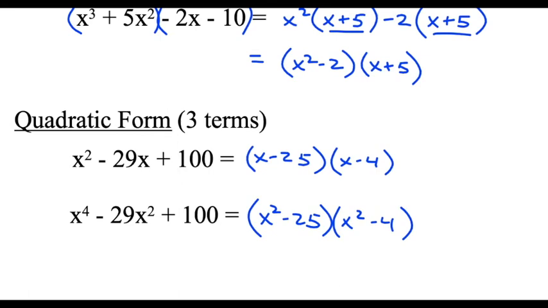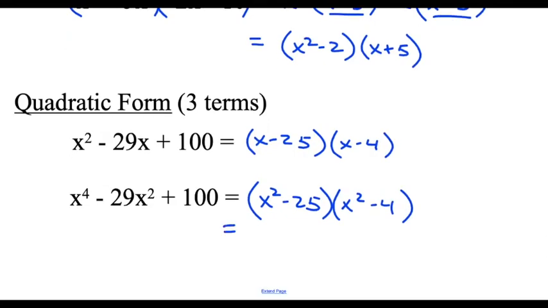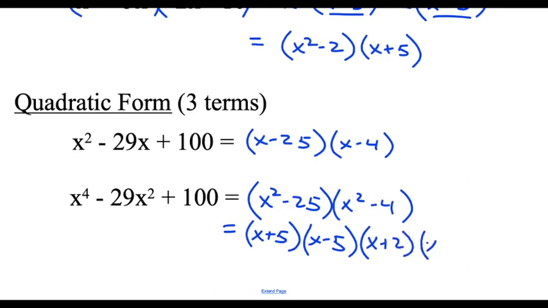But now you've got to watch out. This can factor more, can it? What's x squared minus 25 become? x plus 5, x minus 5. It's a difference of squares. Same thing over here: x plus 2, x minus 2. So it's always something you've got to watch out for.